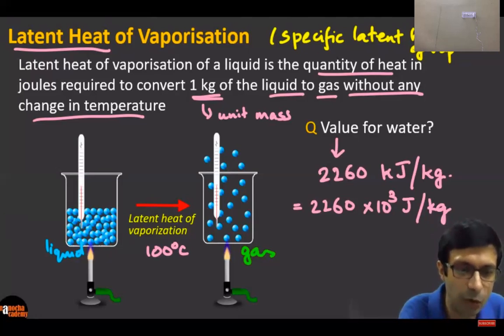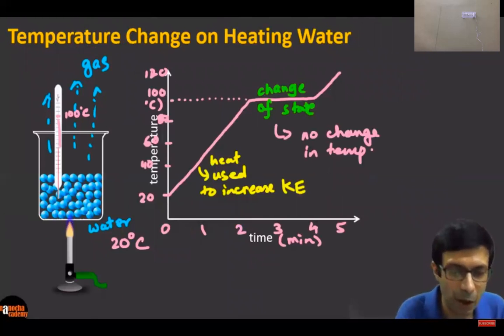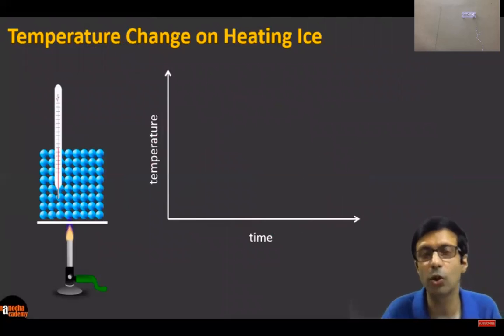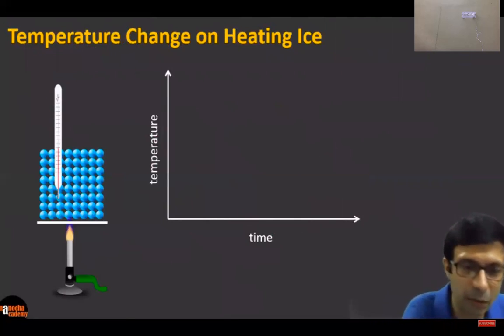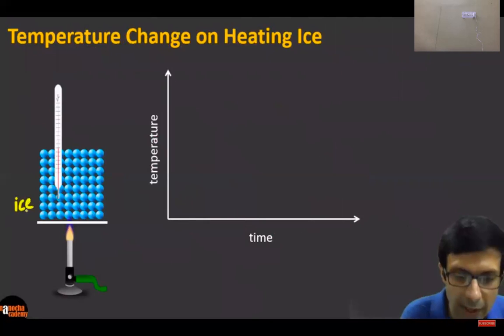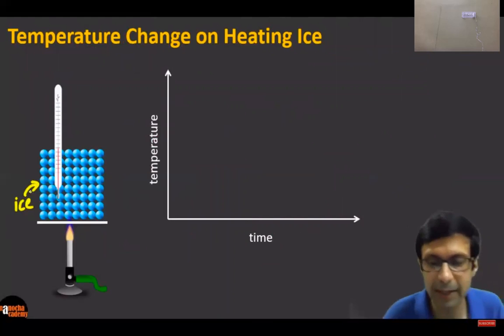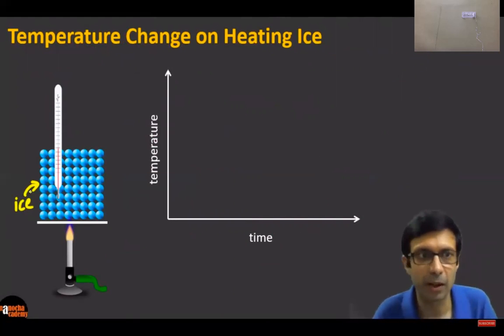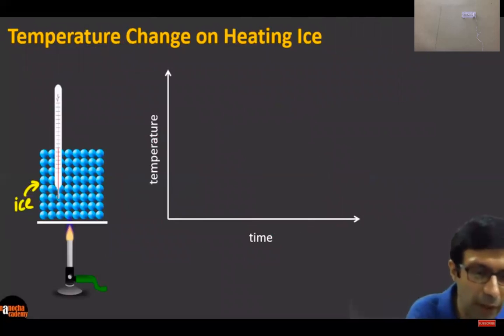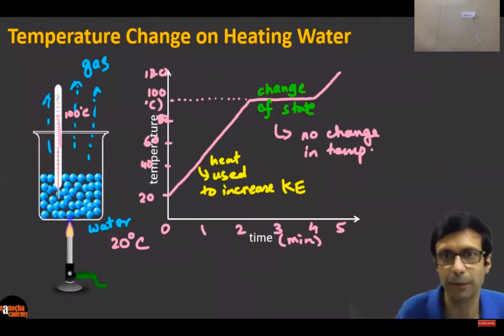So as we discussed, we observe this graph here. Now the interesting question is, what do you think is going to happen when we heat ice? So let's say we take ice here. Guys, can you see this ice over here? So this is the ice here. And same thing, when we heat it, will we get a similar graph like this or no? What do you guys think?